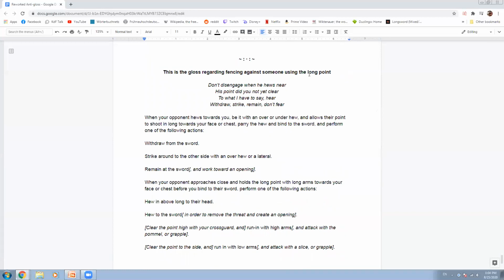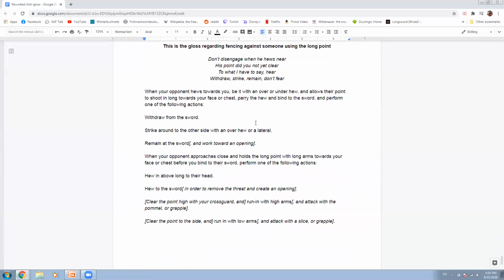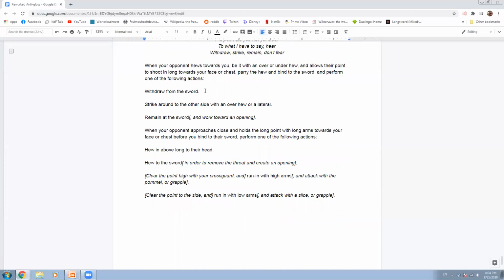So the gloss against somebody using long points. So this whole thing is the anti-Sprechfenster. When your opponent hews towards you, be it with an over or under hew, or allows the point to shoot long towards the face or chest, bind to the sword and do one of these things. Either withdraw from the sword, strike around to the other side with an overhew or lateral, or remain at the sword and work towards an opening.